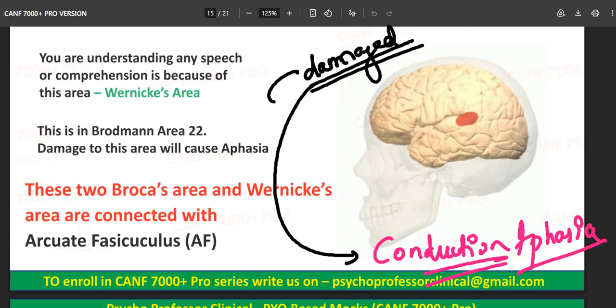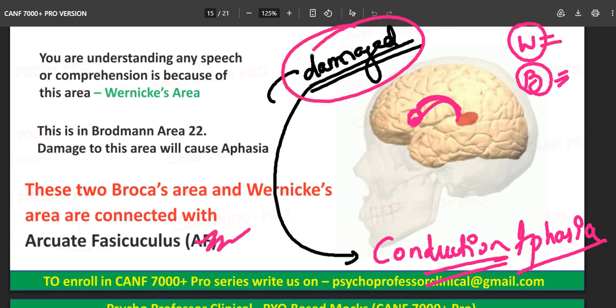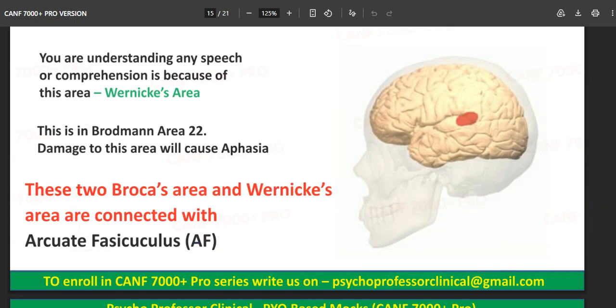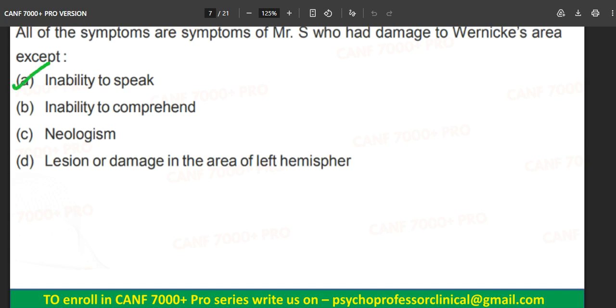Just imagine, before the start of the video you had no knowledge about all this, but right now you have the complete details of Wernicke's area and Broca's area. You have seen the location, the connection, and the arcuate fasciculus as well. If this connection gets damaged or broken, we have one more aphasia called conduction aphasia. That is why you will mark option A and option D. These two are absolutely correct. B and C are left to subjective interpretation. But next time, if this kind of question comes, you will be able to solve it on your own very easily.